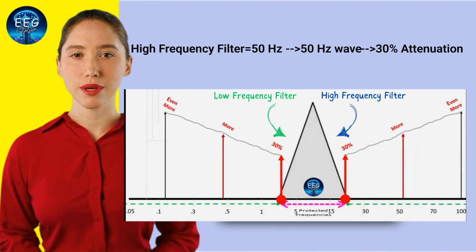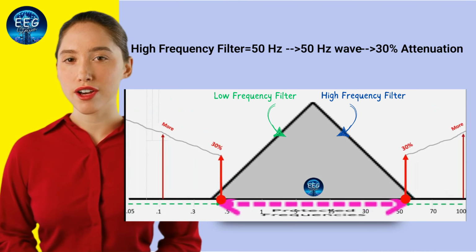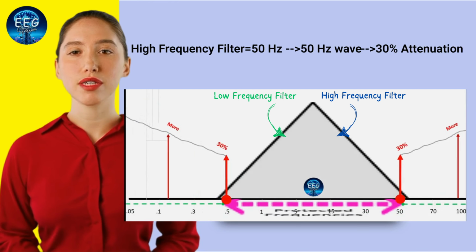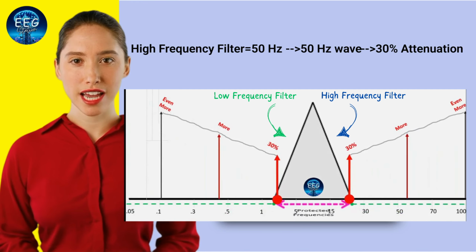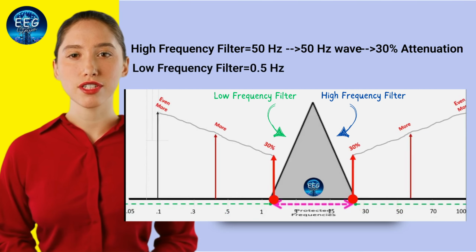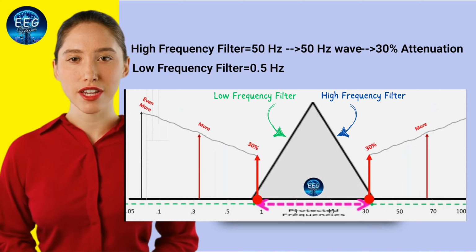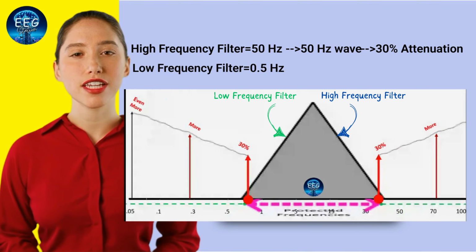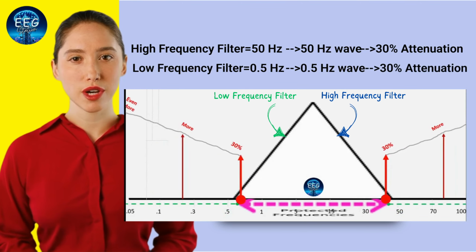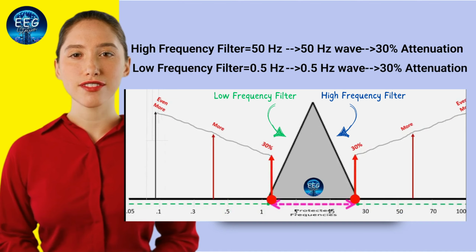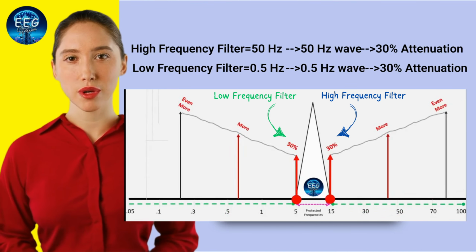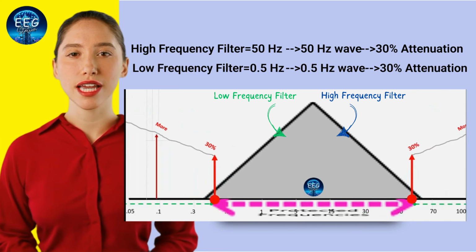On this graphic, any frequencies within the protective triangle area are immune from significant attenuation. So, a 100 Hz gamma wave would see even more attenuation at a 50 Hz high-frequency filter setting, as compared to attenuation seen by a 50 Hz wave. Similarly, a 0.5 Hz low-frequency filter setting, that is a time constant of 0.3 seconds, will attenuate a hypothetical 0.5 Hz wave by 30%. That same filter setting will attenuate slower frequencies, say a 0.2 Hz wave, by even more. So, a 0.1 Hz slow wave would see even more attenuation at a low-frequency filter setting, as compared to attenuation seen by a 0.5 Hz wave.